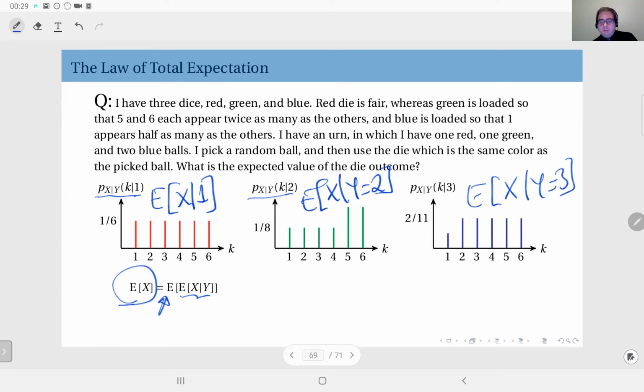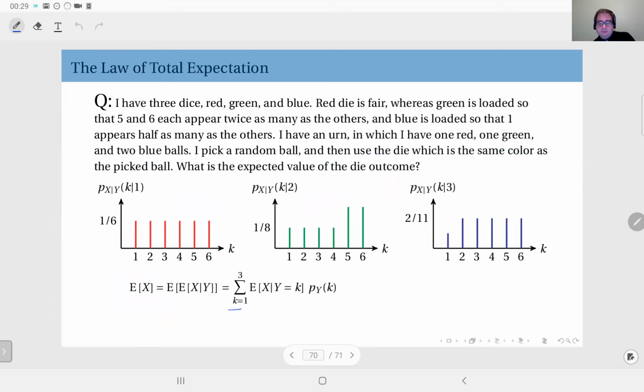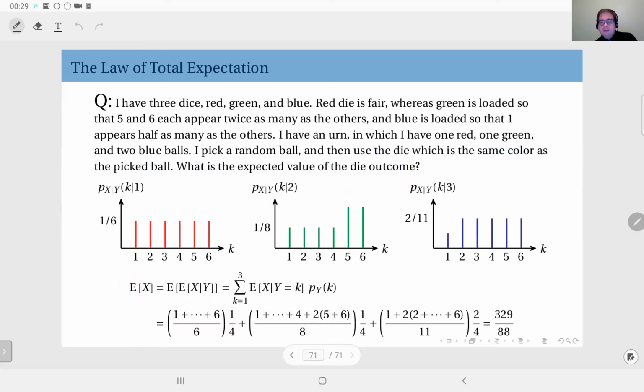And each of these I will weight with respect to the distribution of Y, because if you remember, this outer expectation is with respect to Y. So each of these I'm going to weight according to the PMF of Y at these values. So this is the sum from k equals 1 to 3 of the expected value of X given Y equals k, weighted by the PMF value at k.